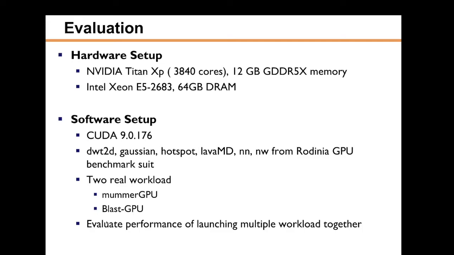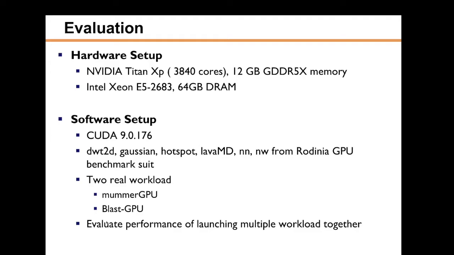Then we will talk about the evaluation. Here is the evaluation setup. We use an NVIDIA Titan XP with CUDA 9.0, and the NVIDIA Titan XP contains 3,840 cores with 12 gigabytes of GDDR5X memory. We also used an Intel Xeon E5 CPU with 64 gigabytes of DRAM.